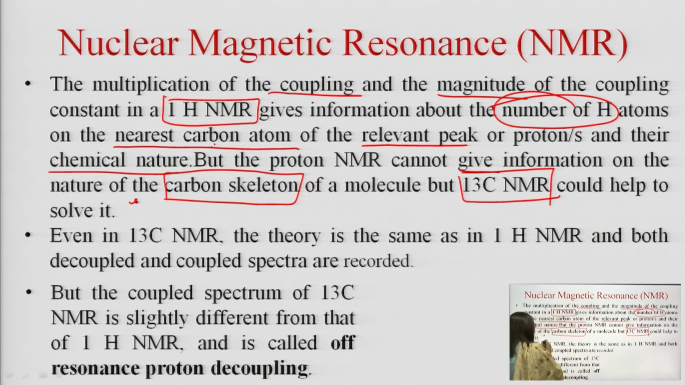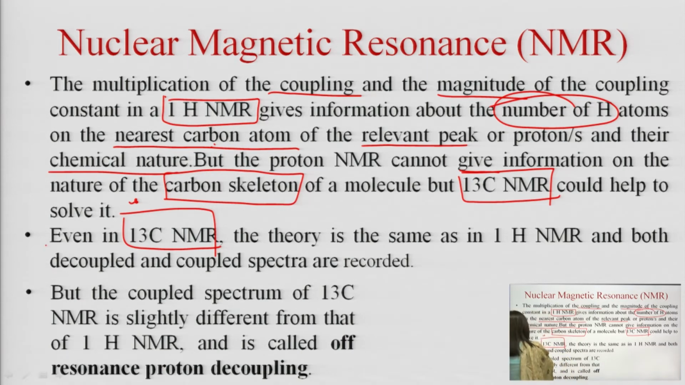So, in that case we use 13C NMR that could help us to solve this gap. Even in 13C NMR, the theory is the same: the spinning, the exposure to the radiation, absorption of the energy, and the amount of radio frequency applied to the molecules. The difference between them will help us to compute the carbon skeleton and their nature. The theory is completely the same for both the techniques.